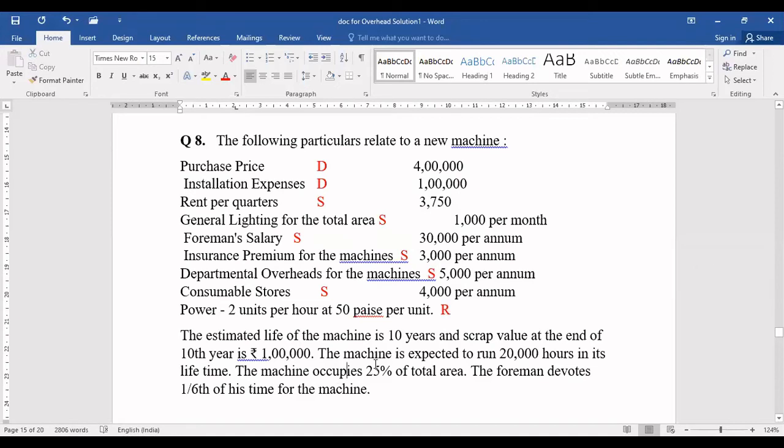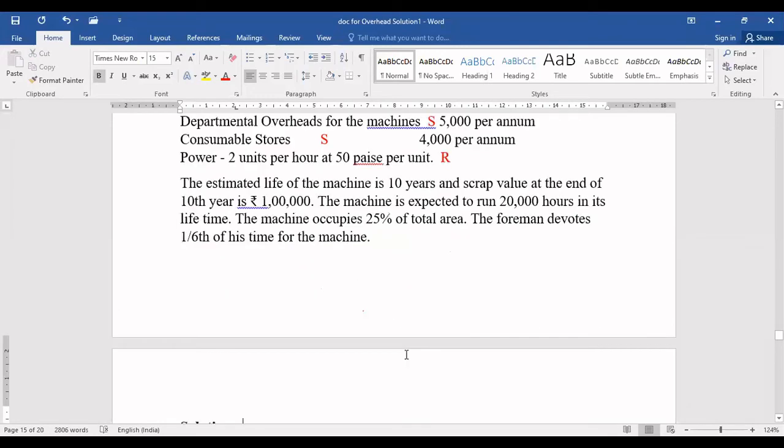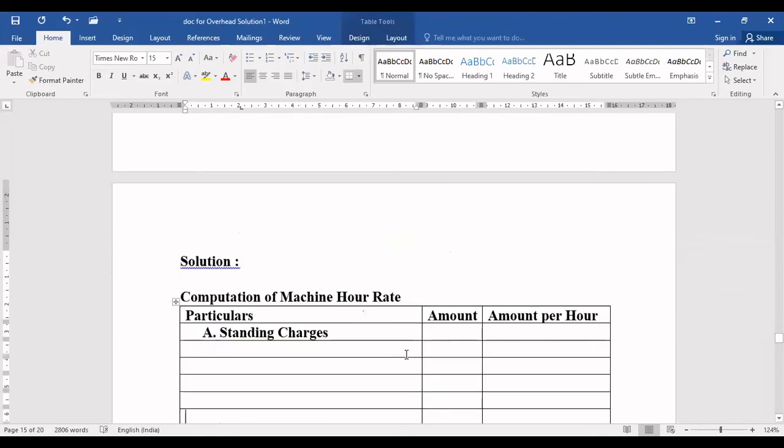Now, yes, beta? A departmental overhead for machines, how come it is standing? Bacha, there are some fixed expenses like cleaning charges or fixed maintenance and all that the department has to incur for that machine. So the monthly amount may be, na? That is why. Okay, sir. Well, next one. Any other doubt, beta? Anyone? No, sir. Okay. Now quickly prepare the format, bacha.